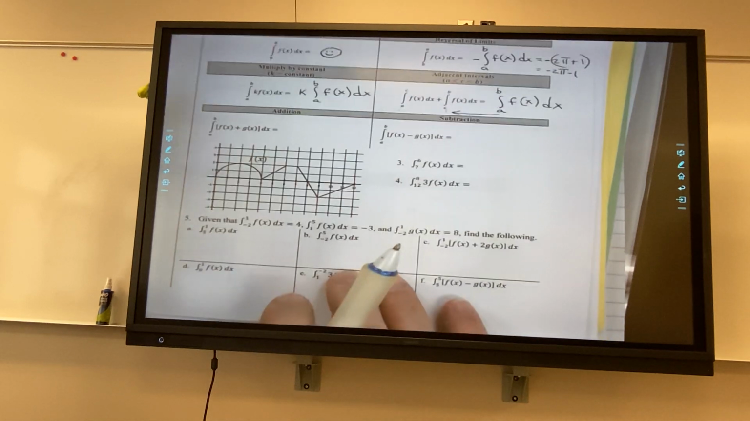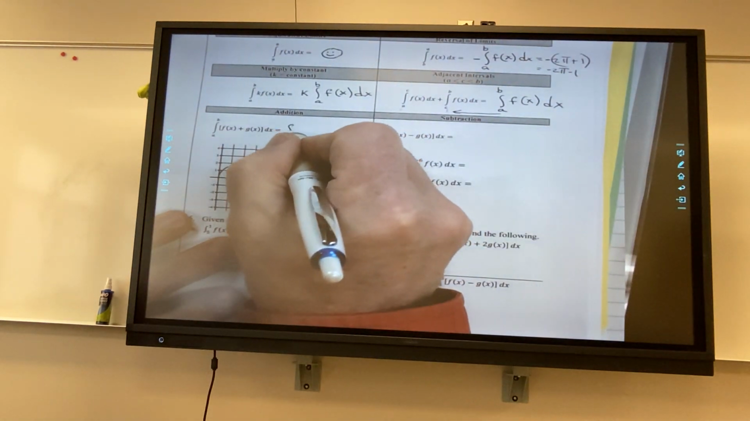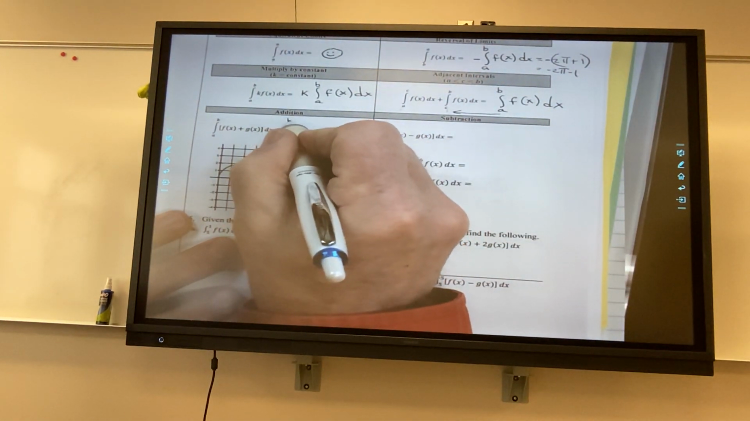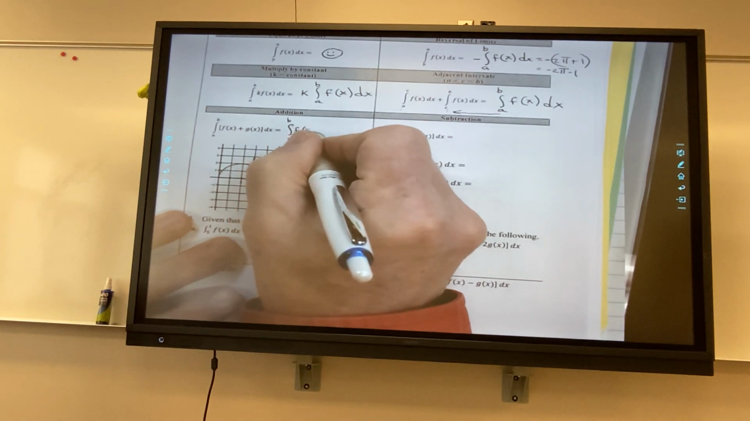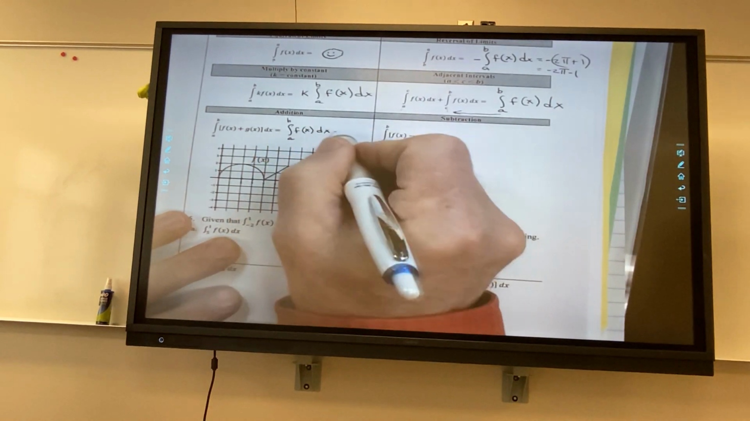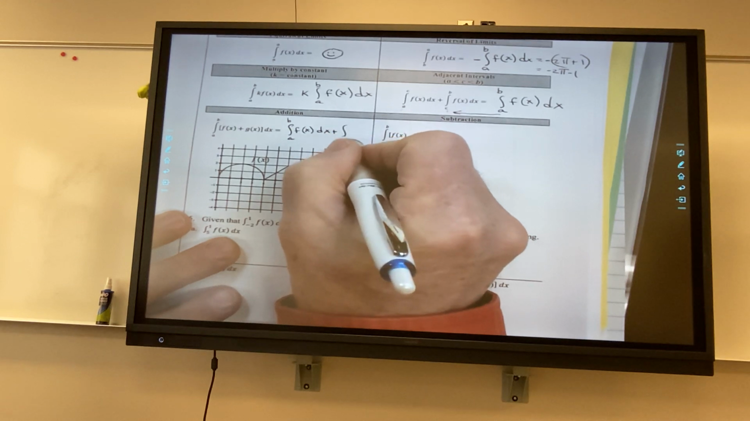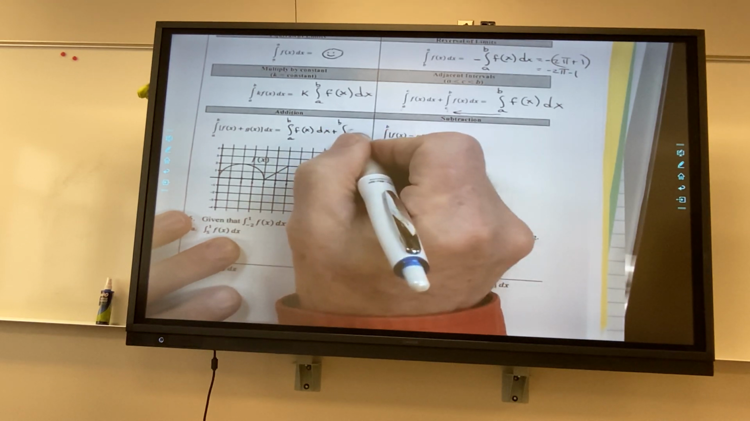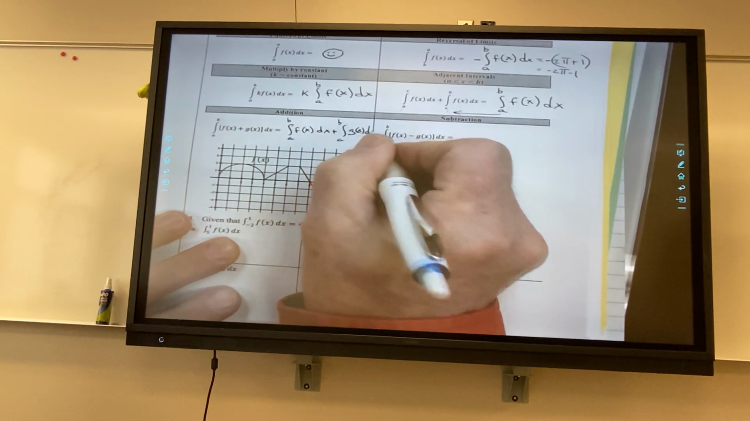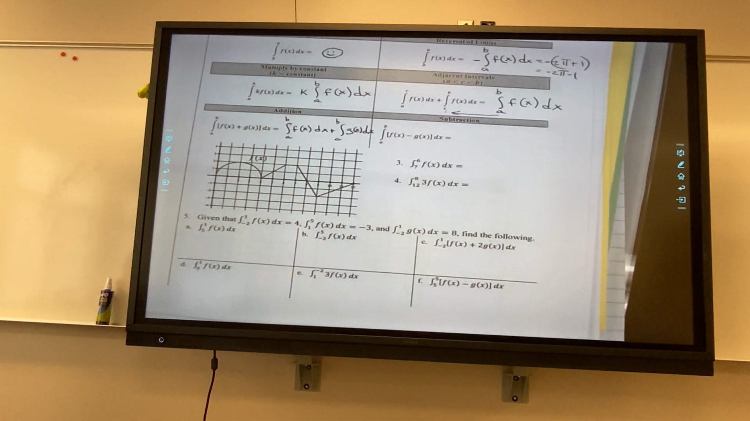All right. This one addition means I can actually add two integrals. So I'm integrating from A to B of f of x dx. So I figure out that area, and then I can integrate from A to B of g of x dx, and I figure out that area, and I can add them together. So I can separate them as two individual integrals.